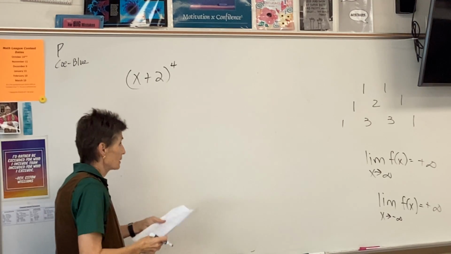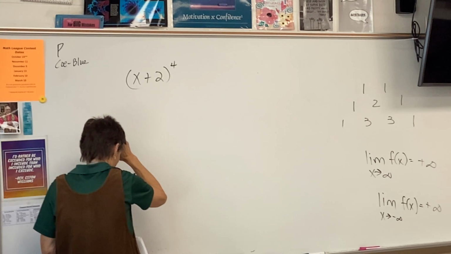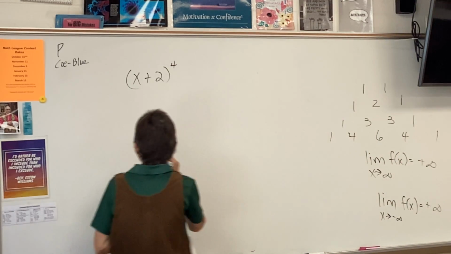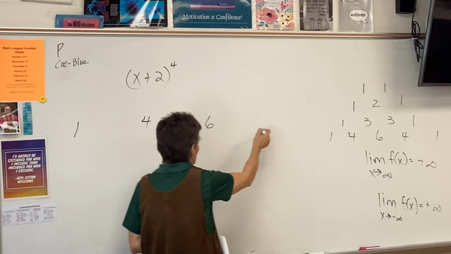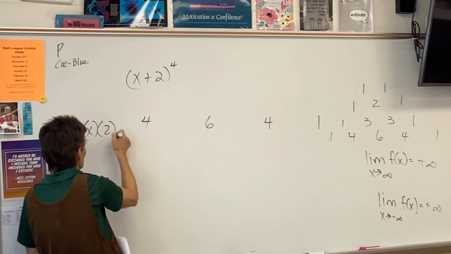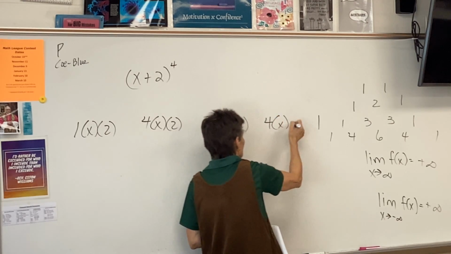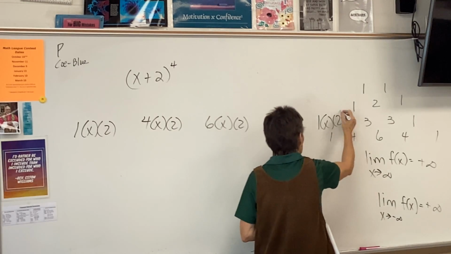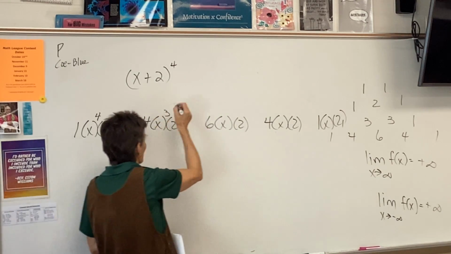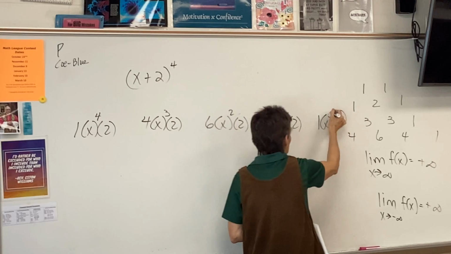All right. So here we go. Which row of the triangle do I need? 4. The fourth row. I got a plain x and a plain 2. And my powers for x start with 4.